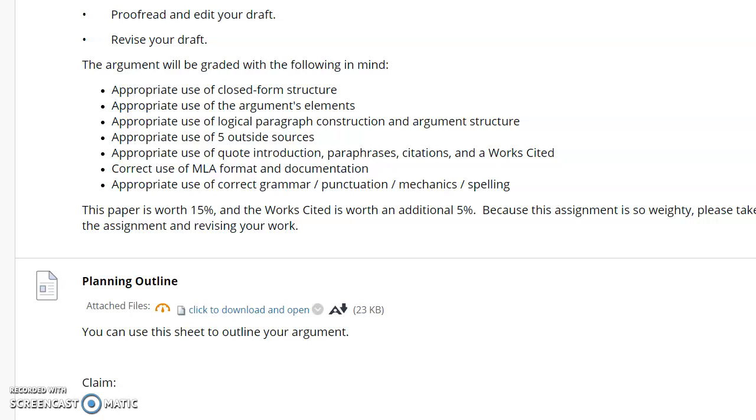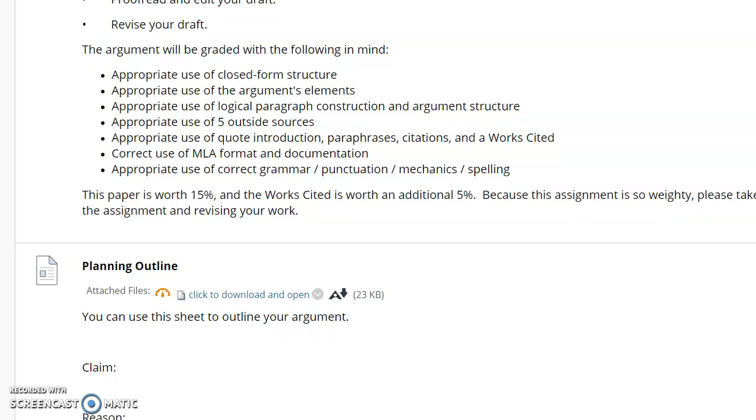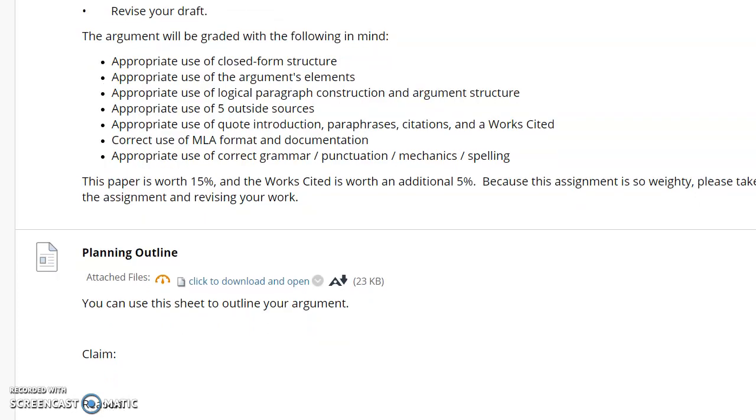Outside sources. So even if you have personal knowledge and you use your own knowledge, you must also use 5 outside sources. Appropriate use of quote introduction, paraphrases, citations, and a works cited page. Correct use of MLA format and documentation. And then appropriate use of correct grammar, punctuation, mechanics, and spelling.